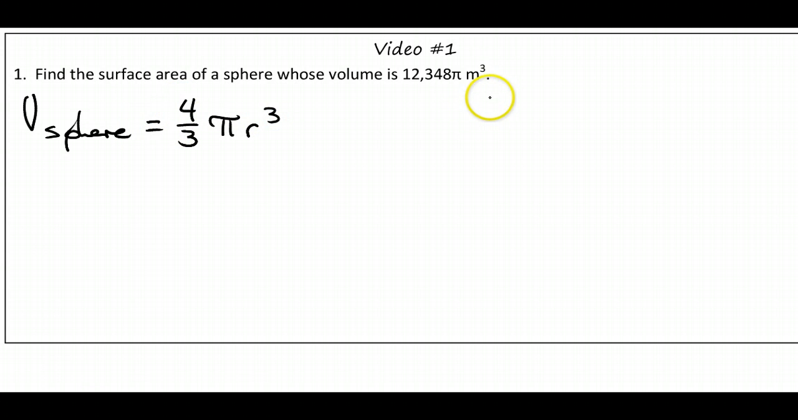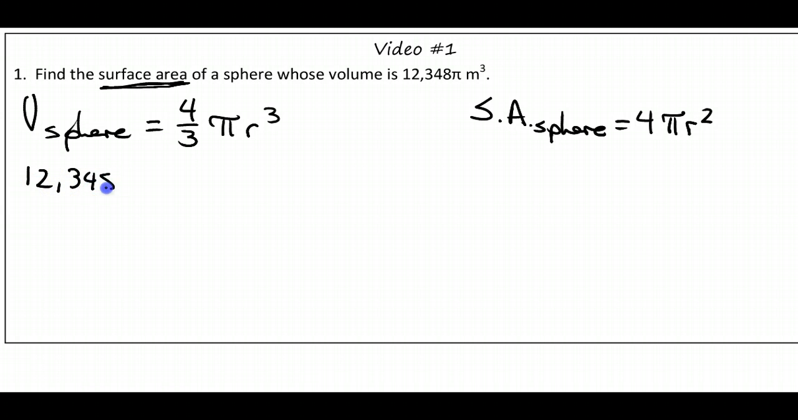And then we're going to be using the surface area of a sphere, and we know that's 4 pi r squared. So in order to find the surface area, we're going to need to know the radius. And since we know what the volume is, we can substitute that in for the volume in our formula. And we've got 12,348 pi is equal to 4/3 pi r cubed.